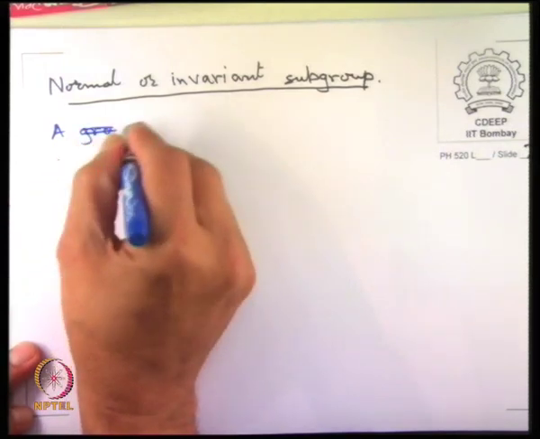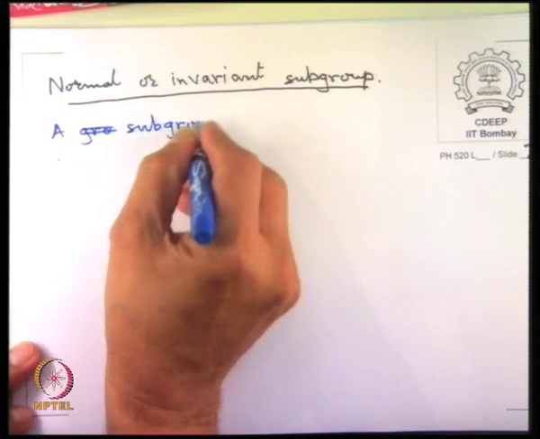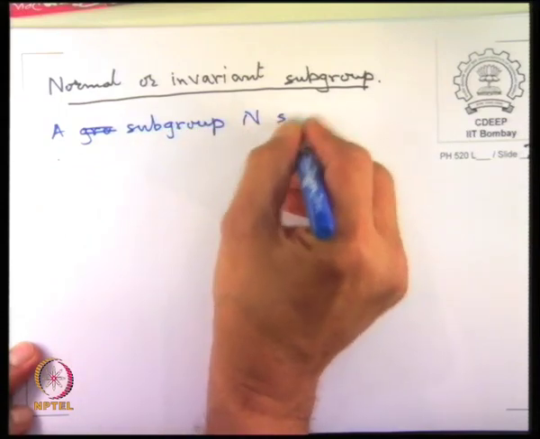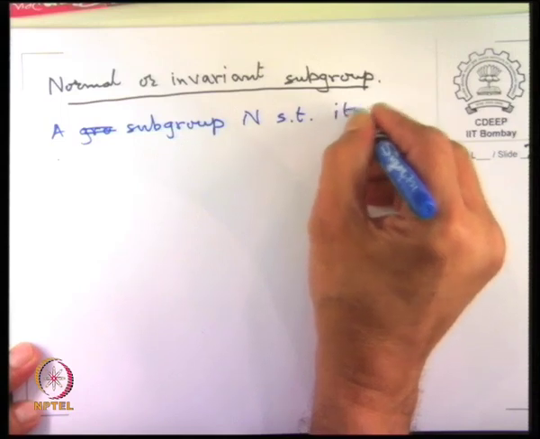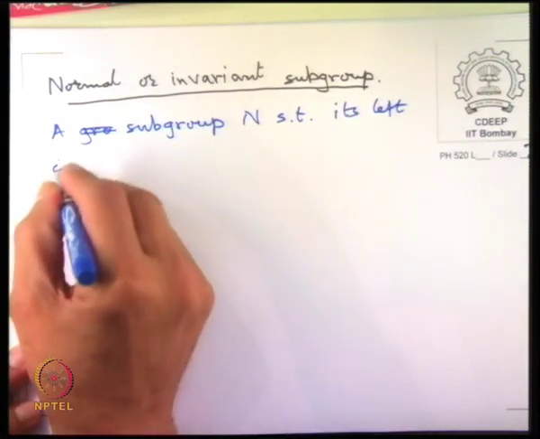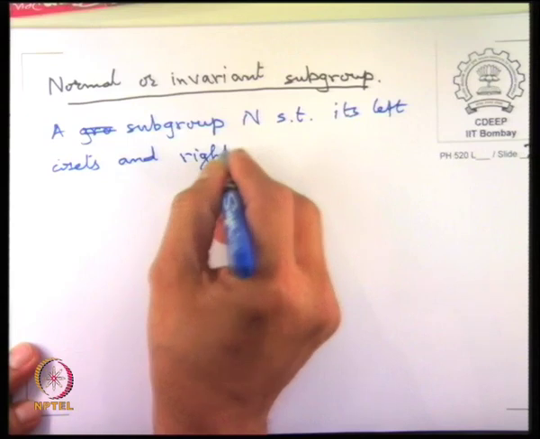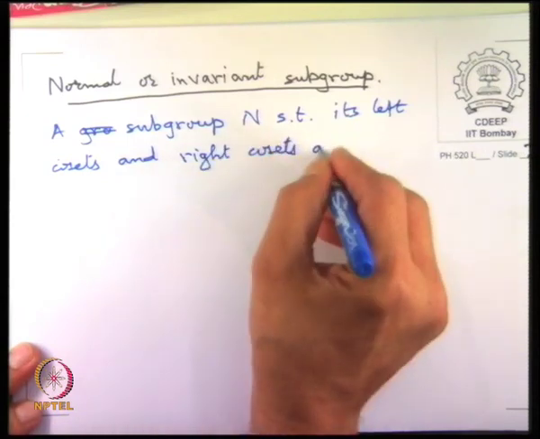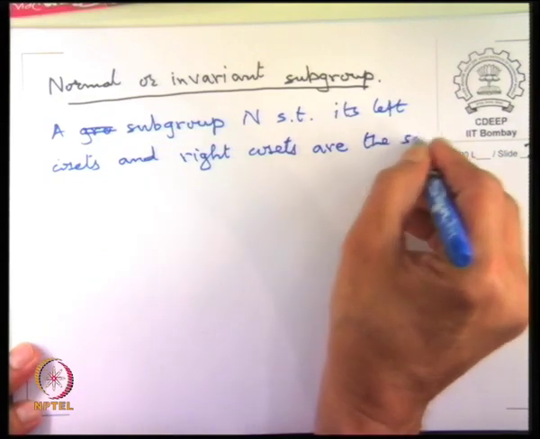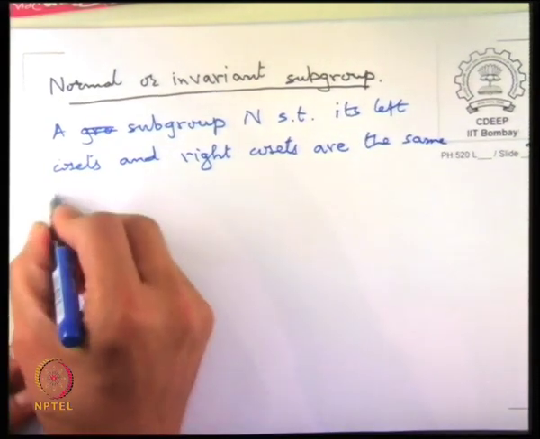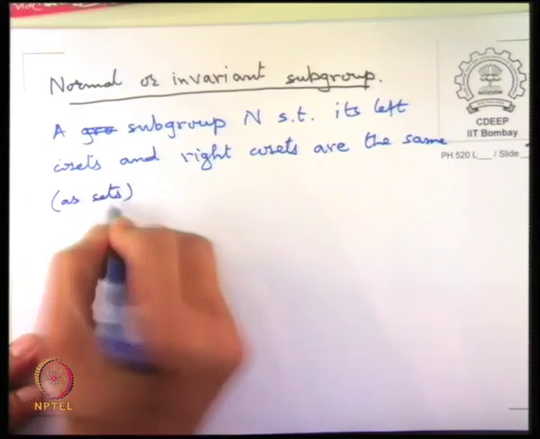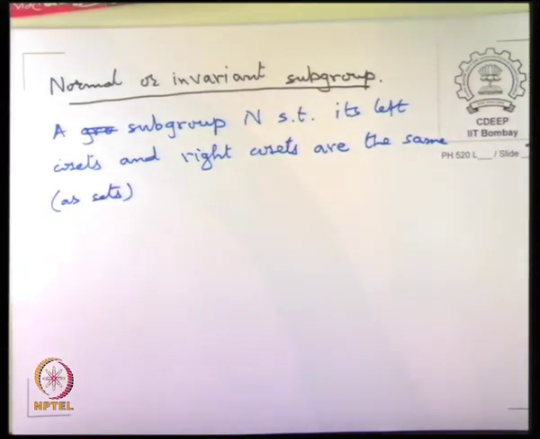A subgroup N such that its left cosets and right cosets are the same as sets. So each set in the list of left cosets has a corresponding member from the right coset list, so that they are identical sets. So as sets they are identical.